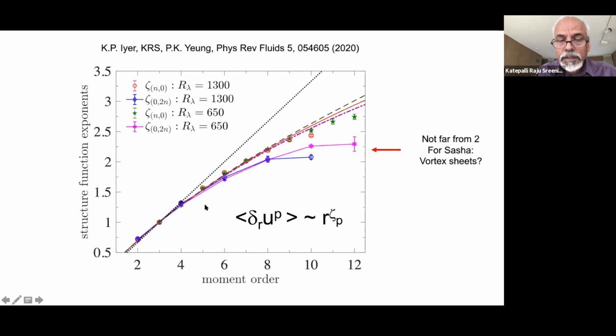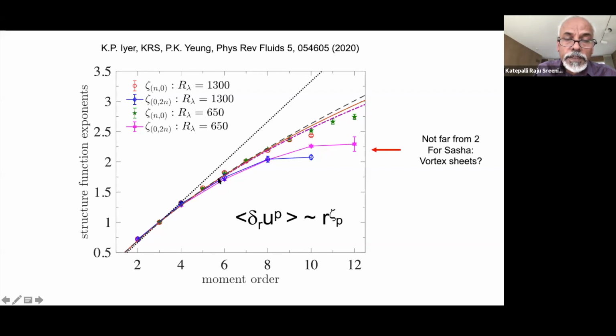That is, the direction of u and the direction of r is the same. On the other hand, if you take the direction of the separation distance perpendicular to the velocity or vice versa, and you want to compute the exponents corresponding to that, this is what you find as a function of r or the moment. Now, this is the Kolmogorov value, which is p by 3.